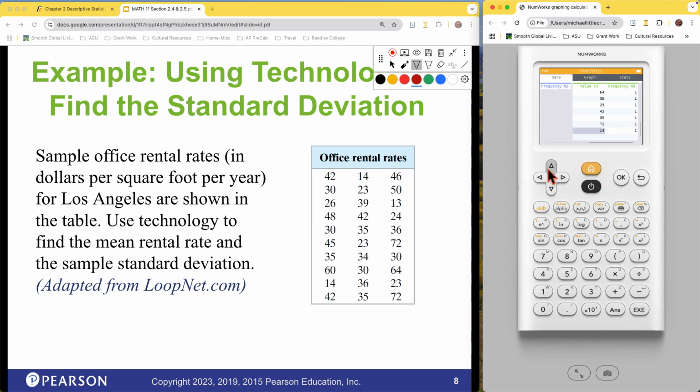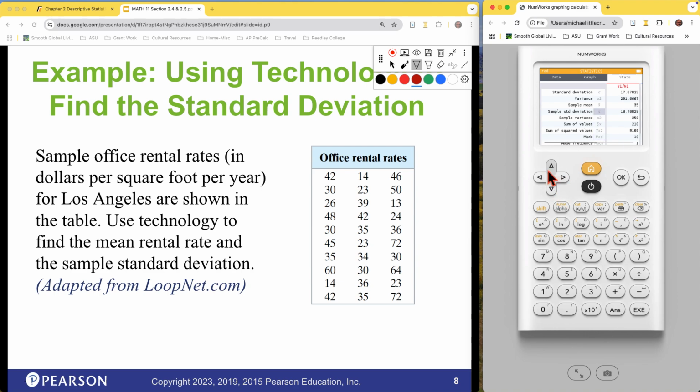I'm going to go up to stats. Just hold it down. And I'm going to hit OK. Remember, I'll have to go over, so we don't want all this stuff. We want the mean and the standard deviation. And in this case, we are told that it is a sample standard deviation. So let's see.